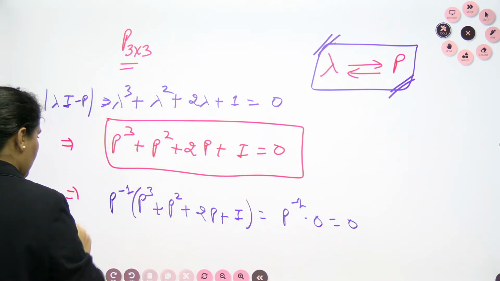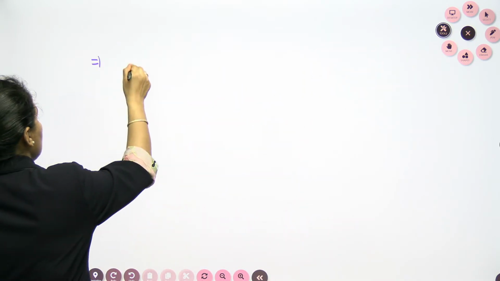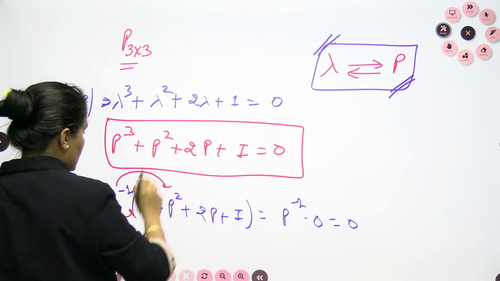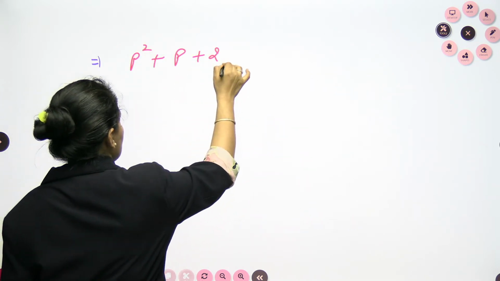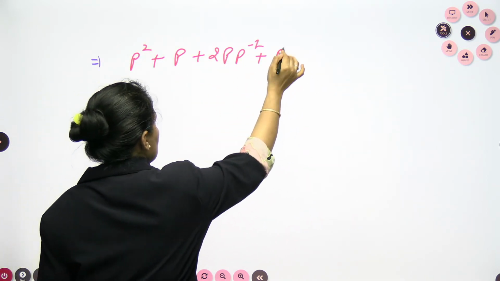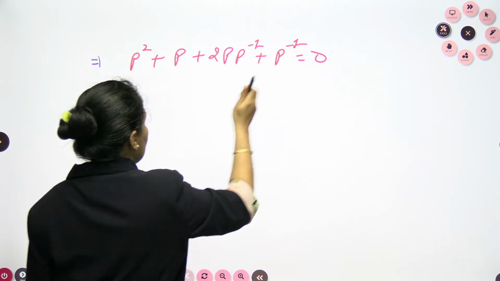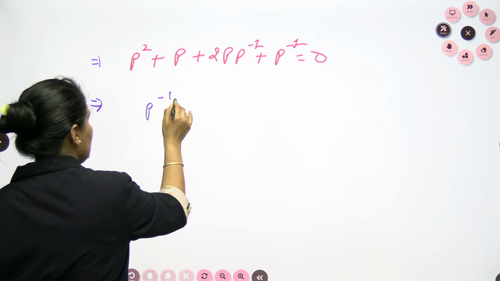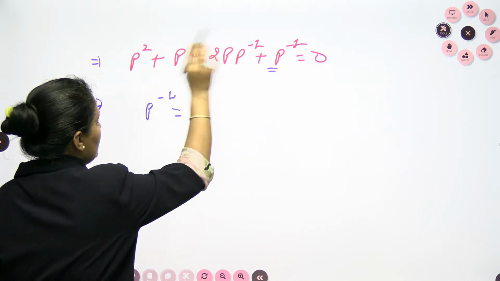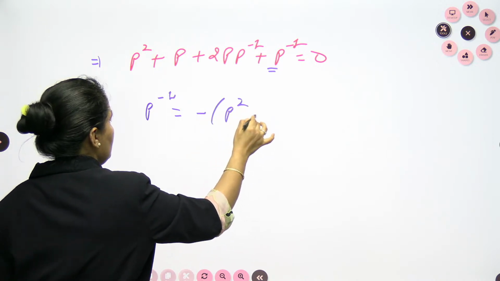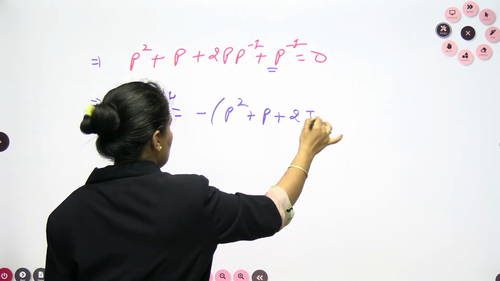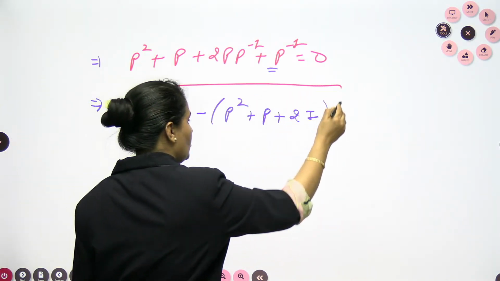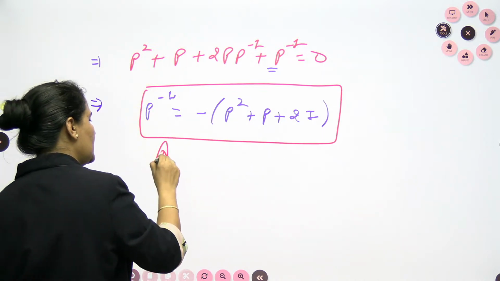When I multiply separately, P inverse into P cube is P square. P inverse into P square will be P. P inverse into 2P, we can write 2, P inverse into P is I, the identity matrix. Plus P inverse equals 0. So I can write my P inverse, taking everything else to the other side, as minus P square minus P minus 2I. In this form only we are having options, so this will be my answer.